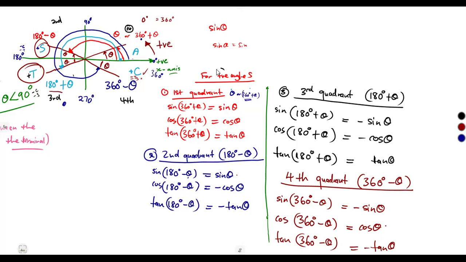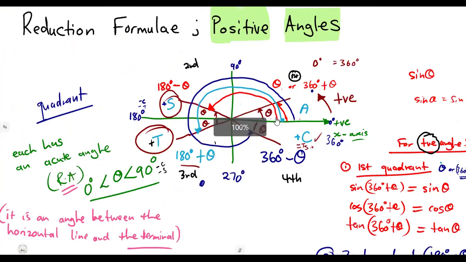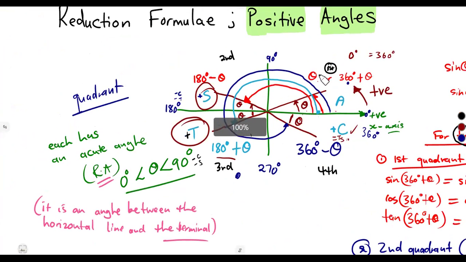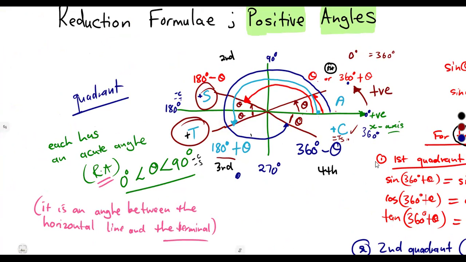You were working with what? Positive angles. And we said, according to the quadrants, we can have them in this way, in each and every quadrant, we are going to represent our positive angle. First quadrant is theta, or 360 plus theta. The second, 180 minus theta. Third, 180 plus theta. The fourth, 360 degrees minus theta. We were taking these angles in the what? Anti-clockwise direction from the positive x-axis, or your positive horizontal x-axis.